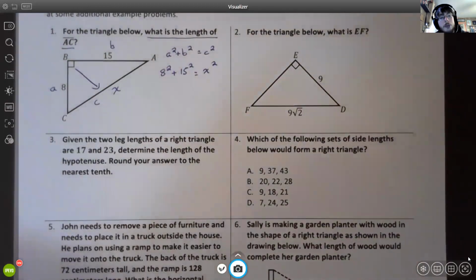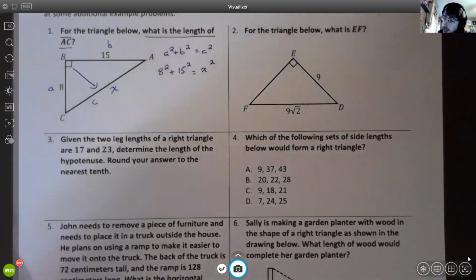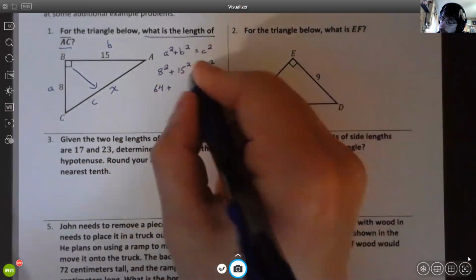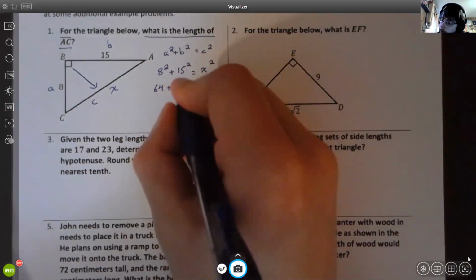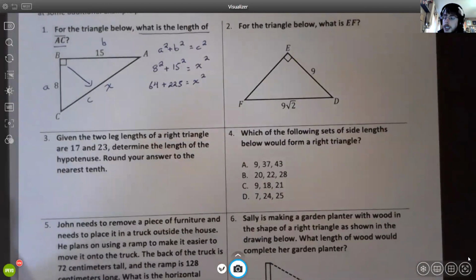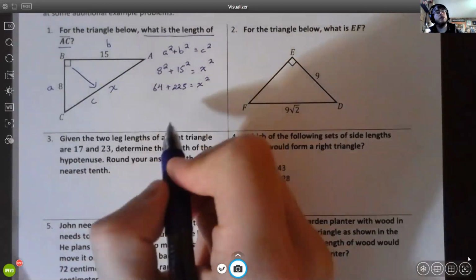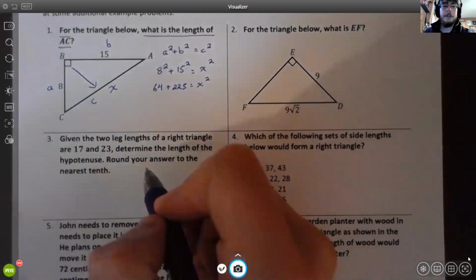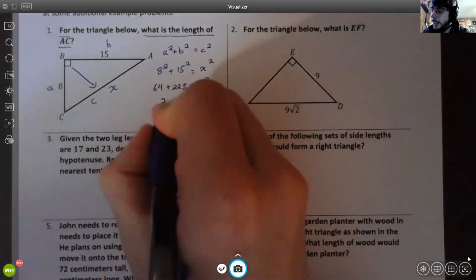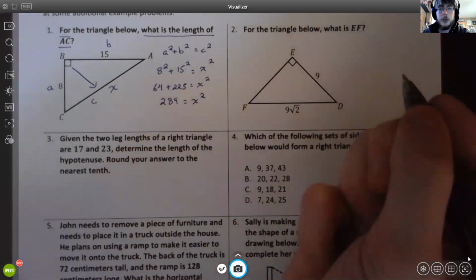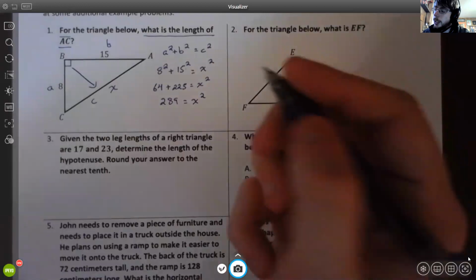All right, now we're going to simplify and solve for X. We have 8 squared is 64, 15 squared is 225, and the X squared drops down. The X squared's already by itself, so we don't have to move anything over. We just take 64 and add 225, which gives us 289. So 289 equals X squared.